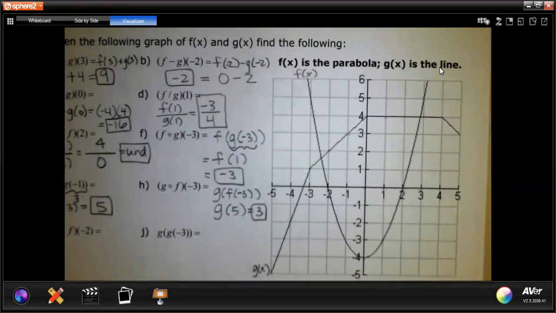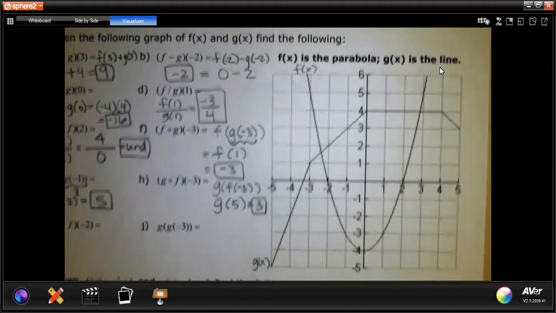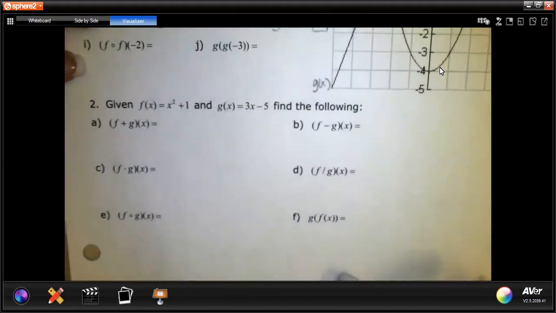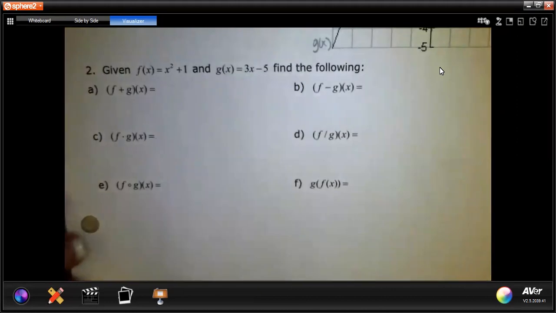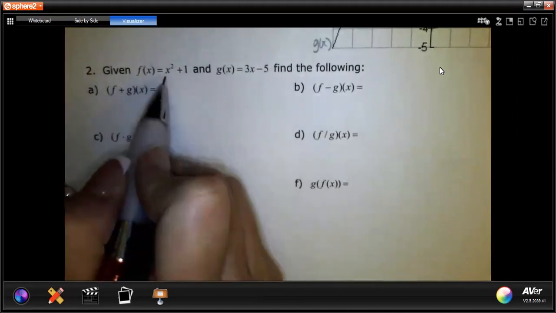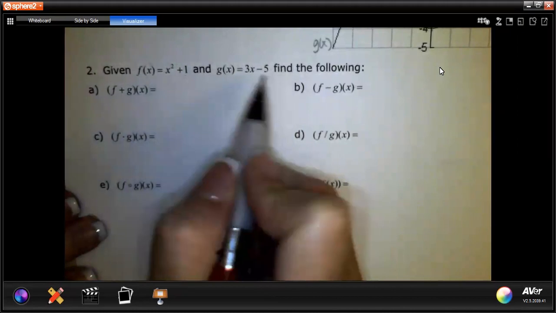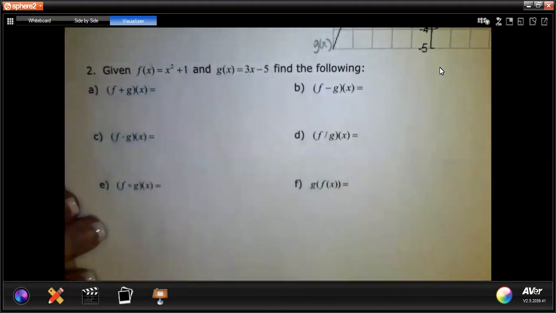And so there is my g of 5. All right, now we're going to talk about these algebraically. What's happening when we do this algebraically? Again, we get to have more than one function if we don't put that y equals. And so here we're saying f of x is x squared plus 1. G of x is 3x minus 5.